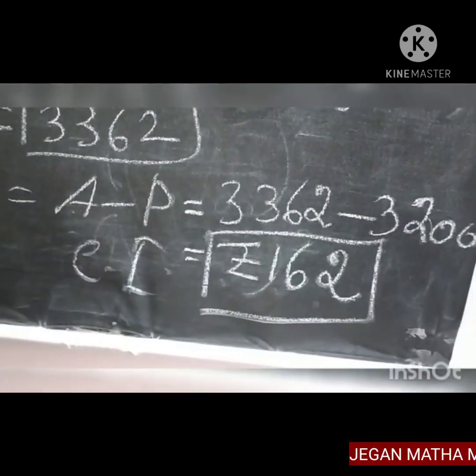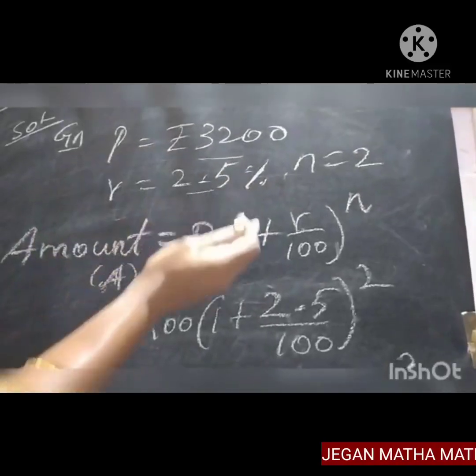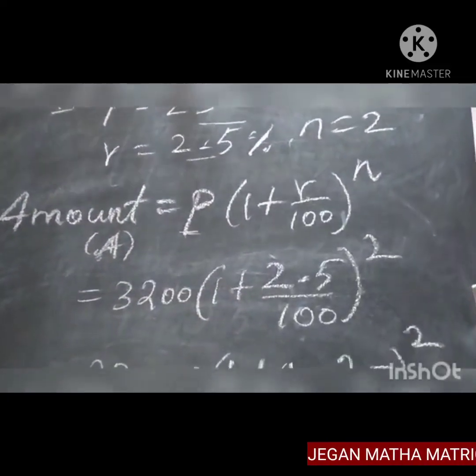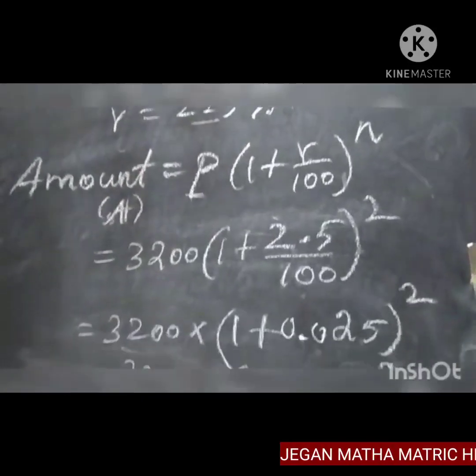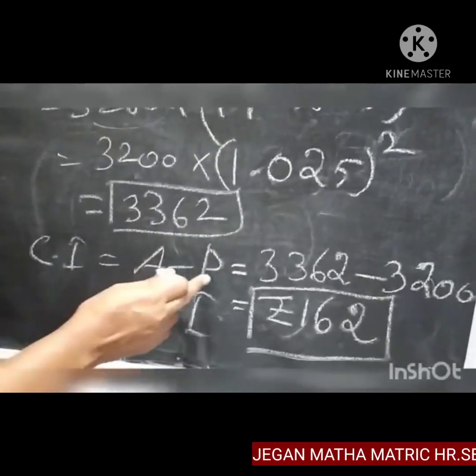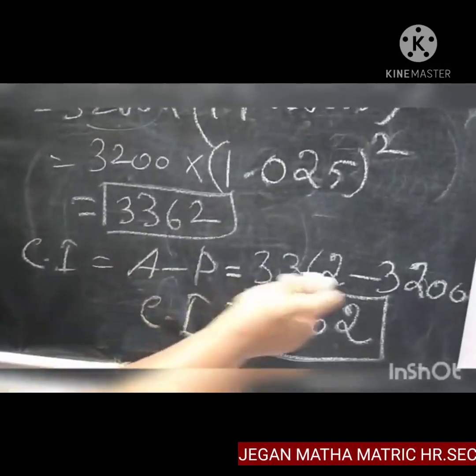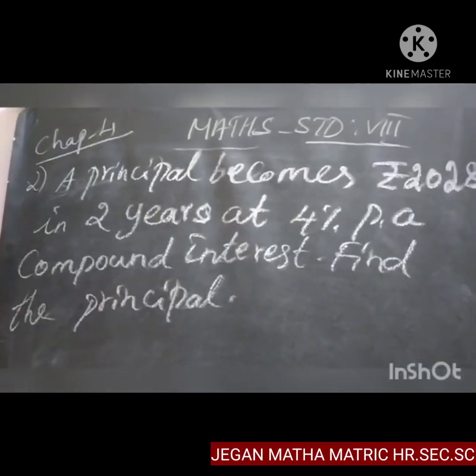Is it clear? Already the amount, principal value, rate of interest, number of years, everything is there. You have to apply the values in the formula. First you have to find the amount A. Finally you have to find the CI. CI equals A minus P, amount minus principal amount. So you have to subtract these 2 numbers. Okay, see the second sum.